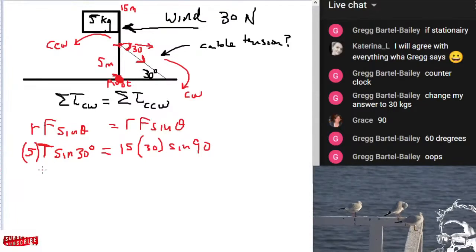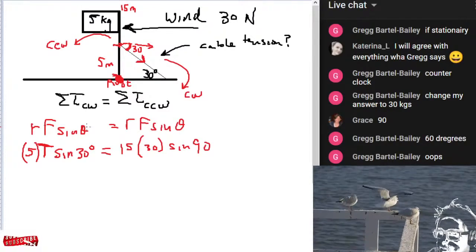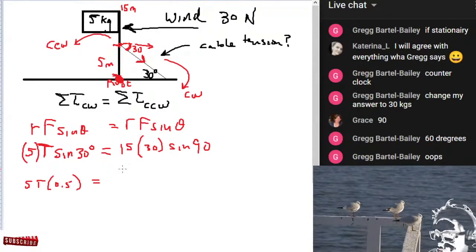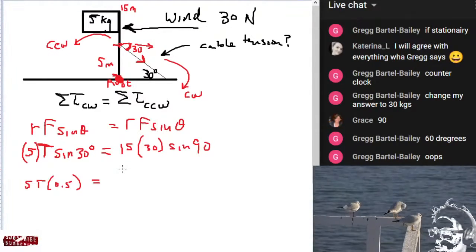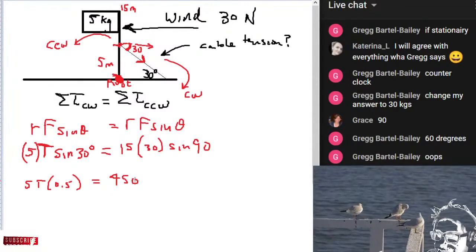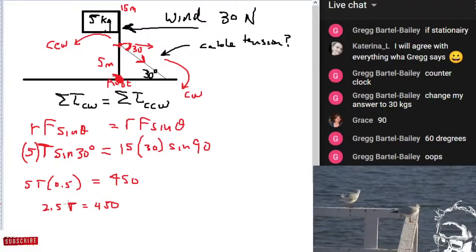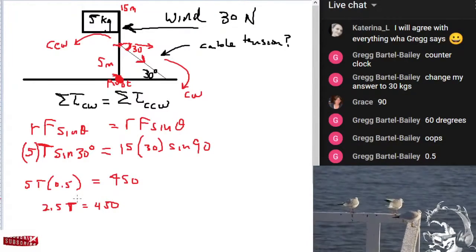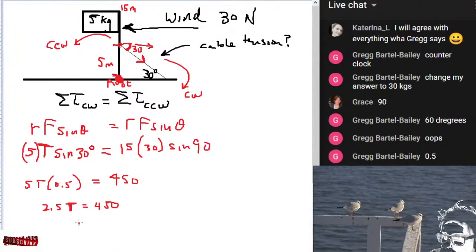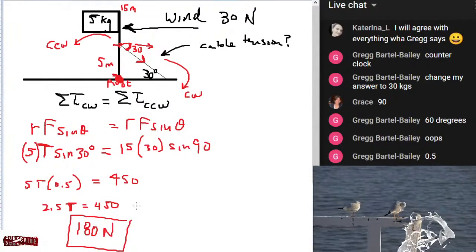So now we can calculate this. Sine of 30, I think it's a half. Yep. So 5T times 0.5 equals 15 times 30 is 450 times the sine of 90, which is just 1. So it's 450. So this is 2.5T equals 450. So 450 divided by 2.5 is 180. So 180 newtons of tension have to be in that cable.